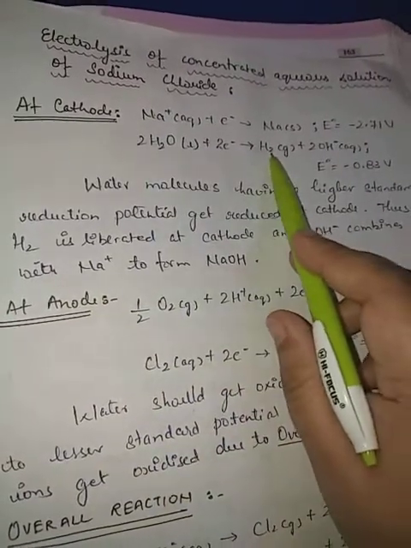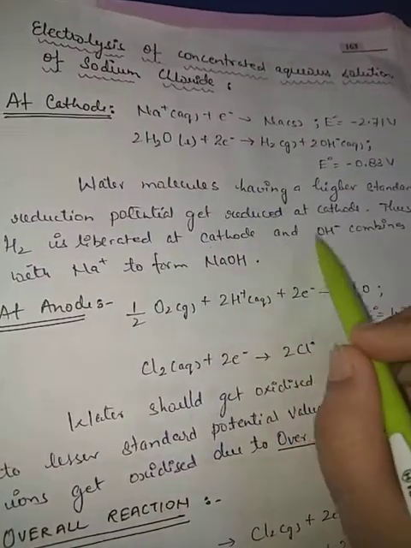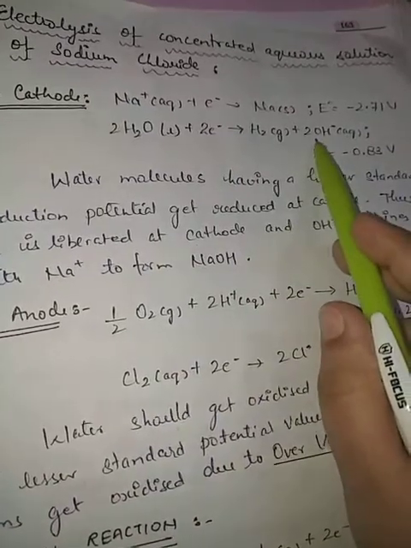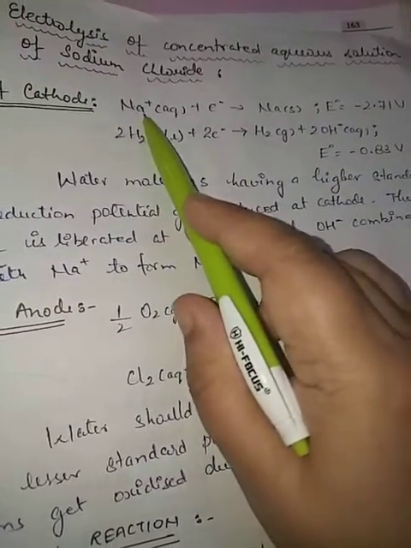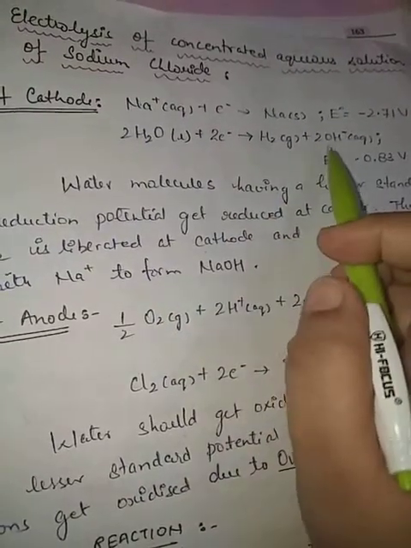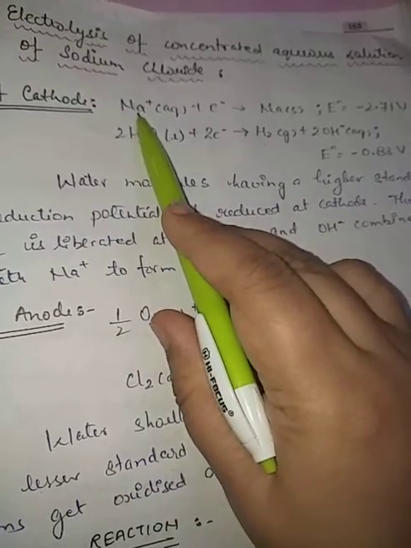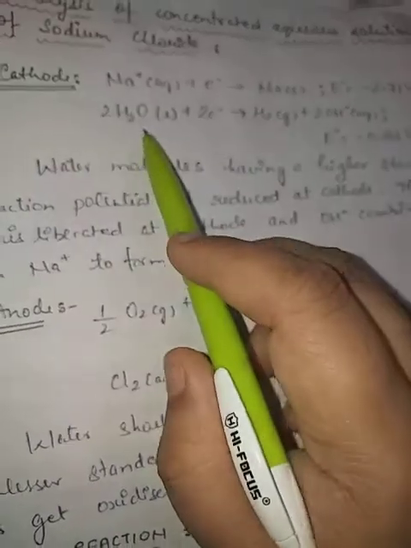At the cathode, we'll get hydrogen and hydroxide ion. See, what will be left here? Hydroxide will be left and sodium ion will remain there in the solution. These two will combine to form NaOH. In this process, an alkali is also formed, that is NaOH.